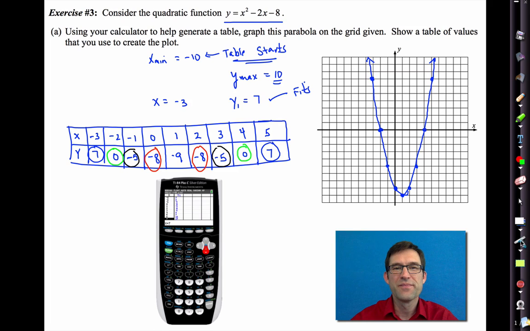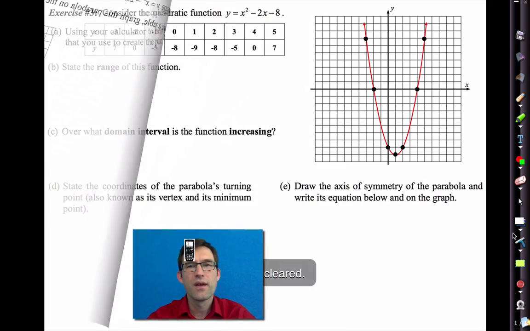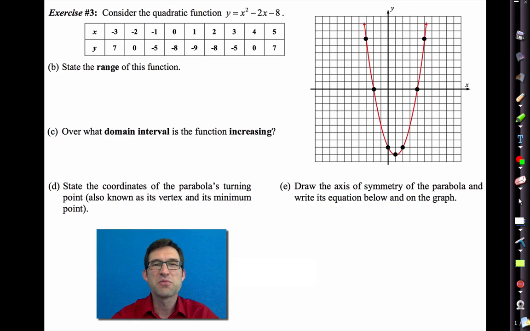All right, let's do it. So there's our parabola, much better drawn when I don't have to draw it by hand. And there's our table of values, okay? So let's state the range of this function. We just did that in the last problem. Pause the video now and see if you can state the range of this function.